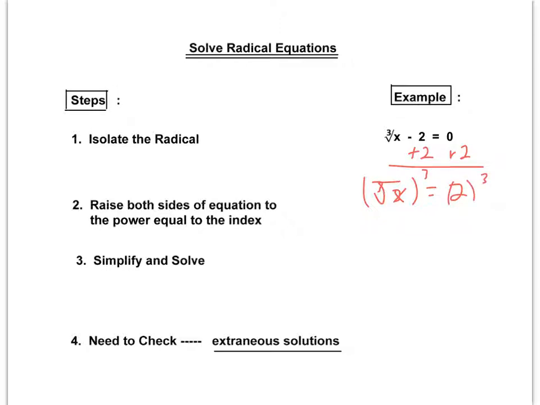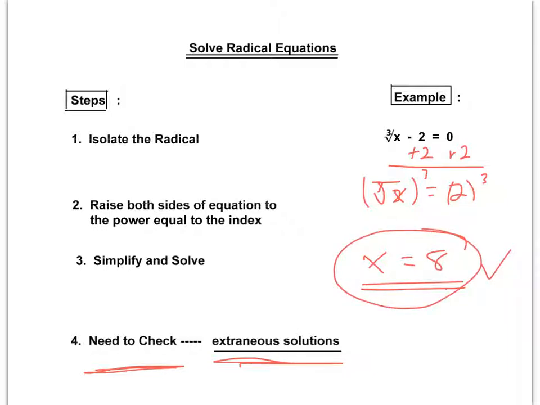Okay, so now the third root of x cubed is x. 2 to the third power is 8. I'm done. x equals 8. Let's check it. Make sure we have no extraneous solutions. Take x equals 8 and plug it back in. What is the third root of 8? The third root of 8 is 2. 2 minus 2 is 0. This worked. So x equals 8 is my answer.